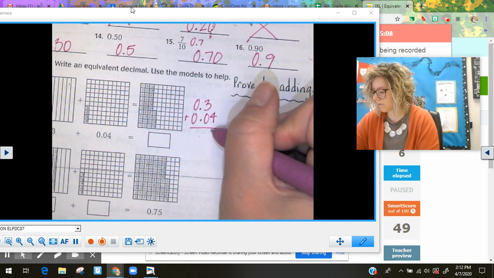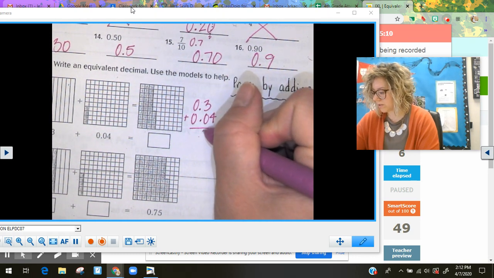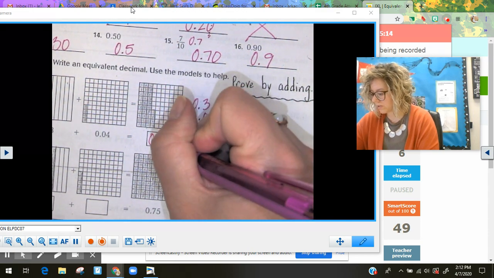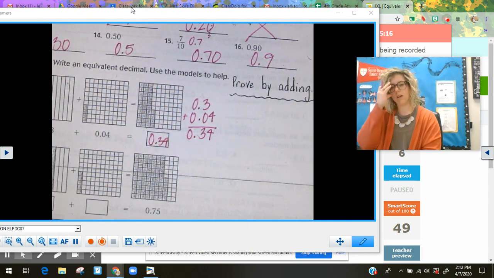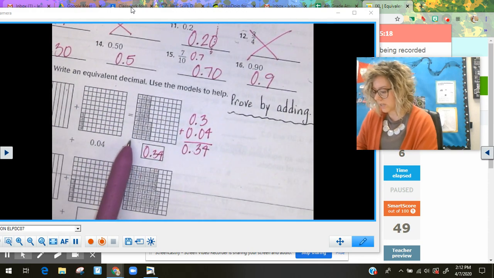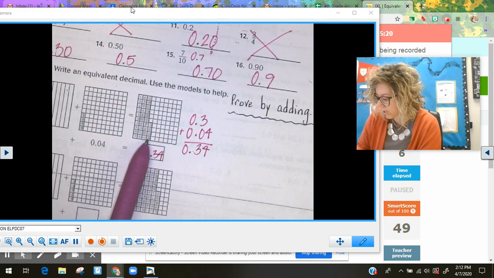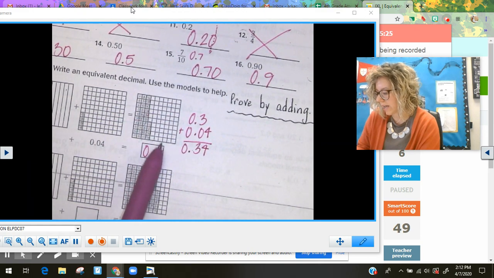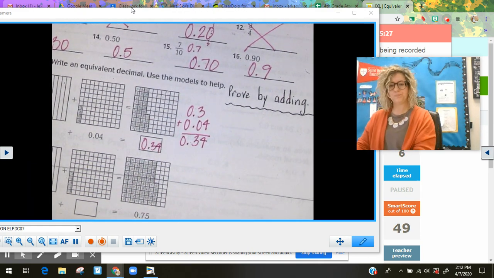4 plus nothing is 4. 3 plus 0 is 3. Bring down your decimal and a 0. We know our answer is going to be 34 hundredths. Now let's count. 10, 20, 30, 1, 2, 3, 4, and it's in a hundreds block, so I need this to end in the hundredths place.